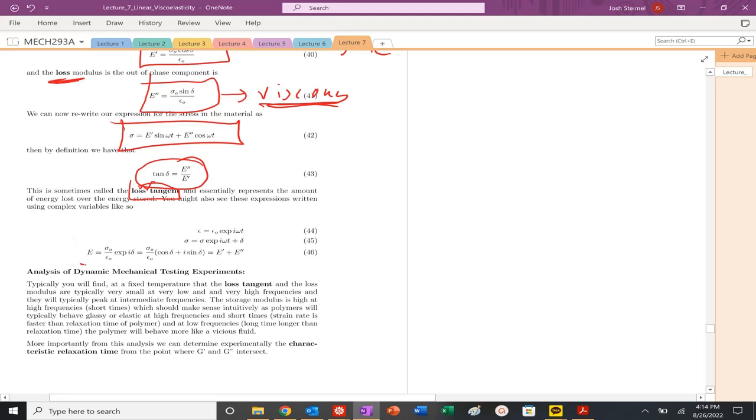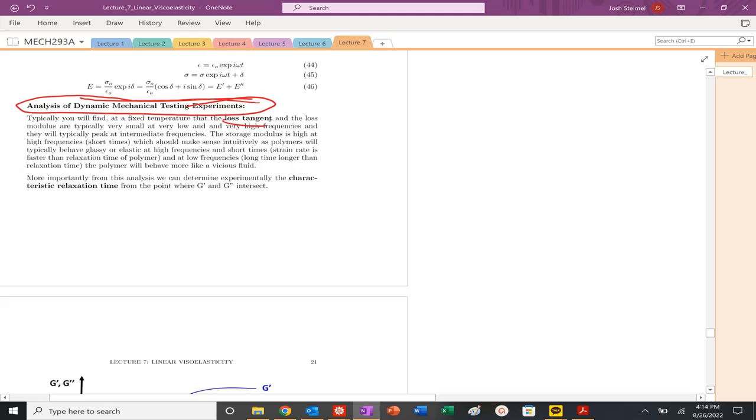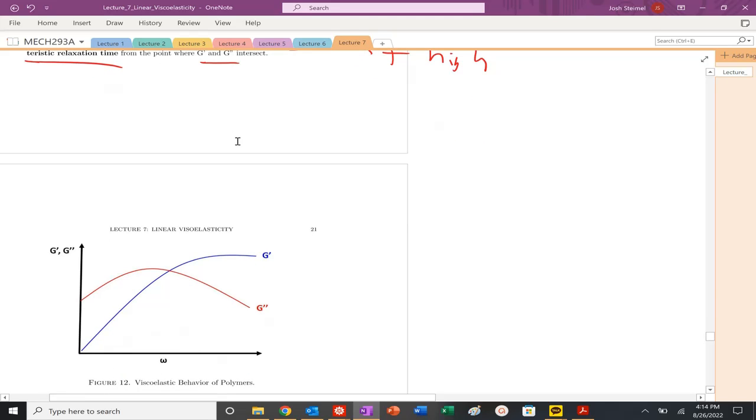But the cool thing is, you'll do this experiment and measure those values for different frequencies. You'll pick a frequency, measure, and then you can plot and observe either the loss tangent or the G prime, G double prime, E double prime. And so we would expect that the storage modulus should be high at high frequencies and short times. So if I pull really fast, at low temperatures, high frequencies, that should be my elastic response. My rubbery state should be at high temperatures or very, very low frequencies, long times.